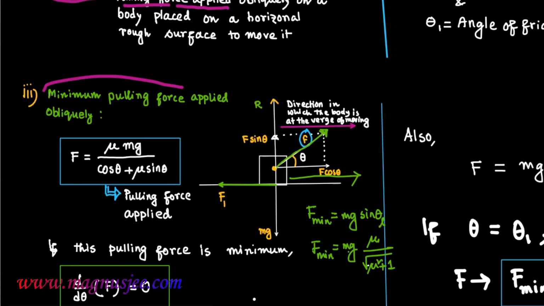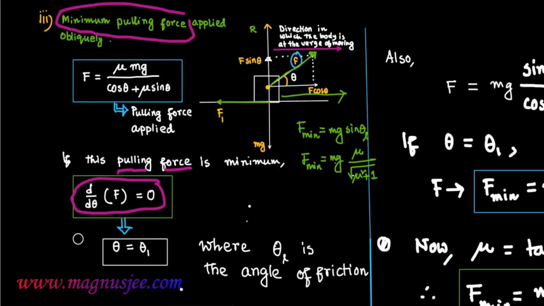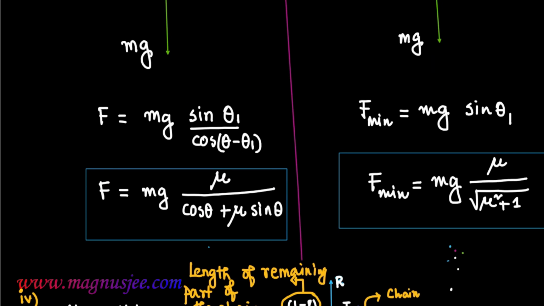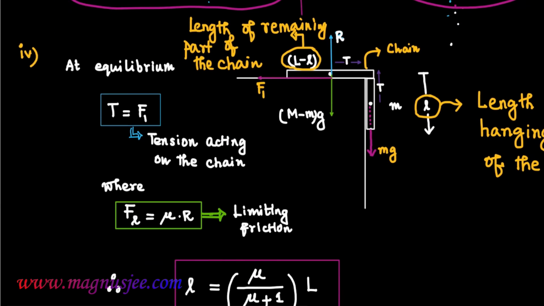Then minimum pulling force applied on a body obliquely, that is F equal to mu mg divided by cos theta plus mu sin theta. For minimum pulling force, dF by d theta will be 0, and finally we get the expression of minimum pulling force Fmin equal to mu mg divided by root over mu square plus 1. And if we compare pulling force applied obliquely and minimum pulling force applied obliquely on a body, then we get the expression of F and Fmin.